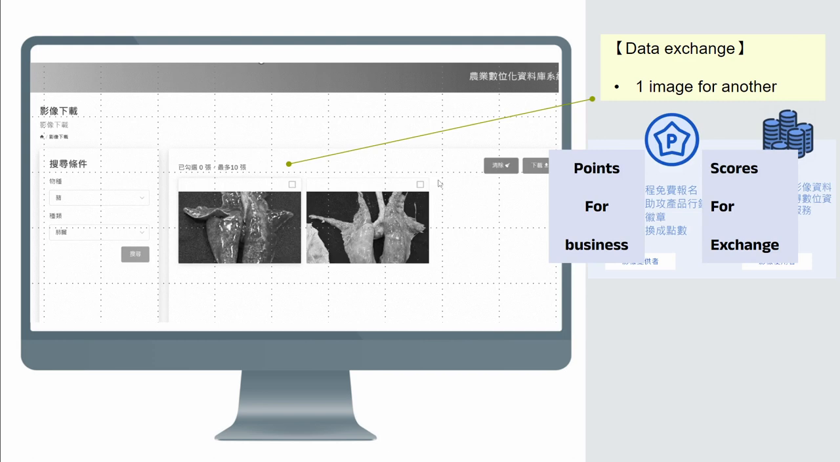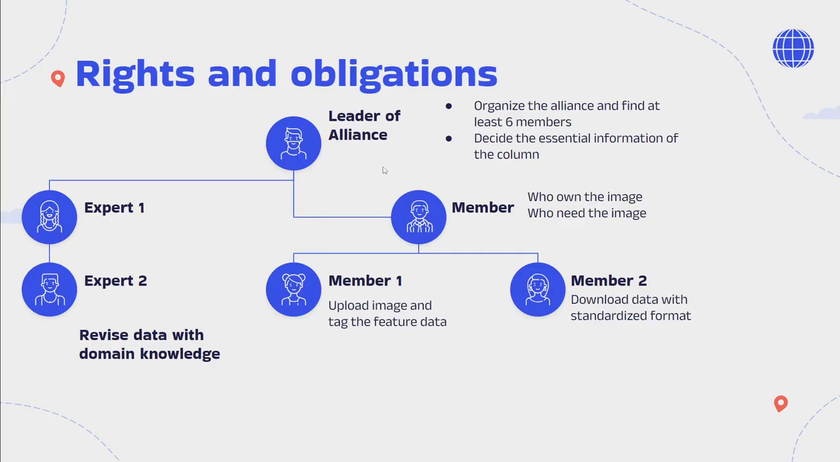If you want to download photos from other members, you have to make sure you have the scores. The easy way to get the scores is you upload data, 一张换一张. When you upload data, you can download data from others. But also, if you have money, you can buy the data through the platform. That's the business strategy for us.